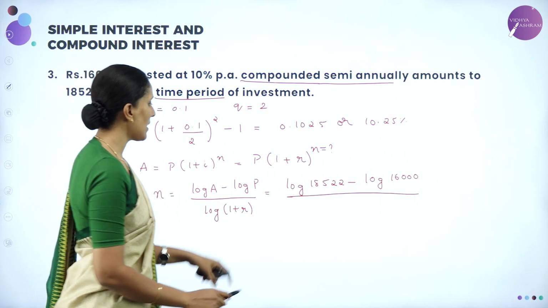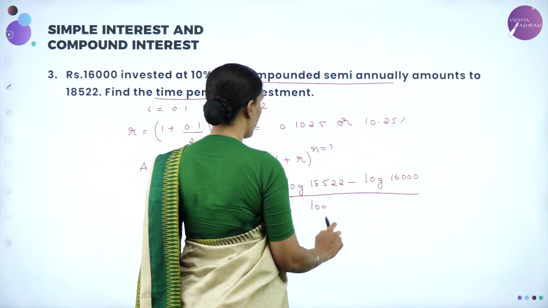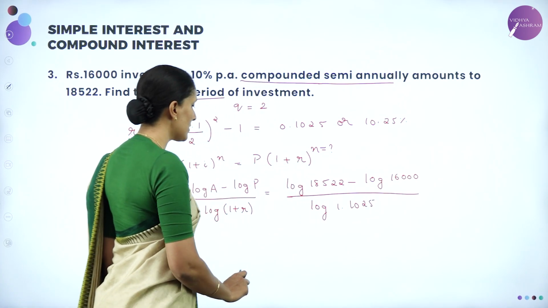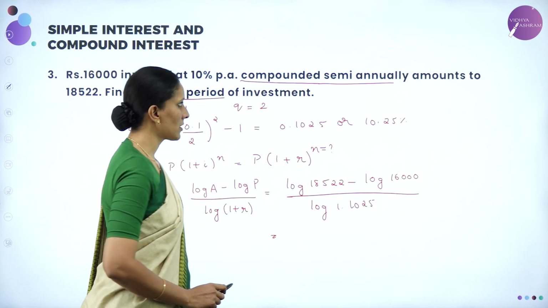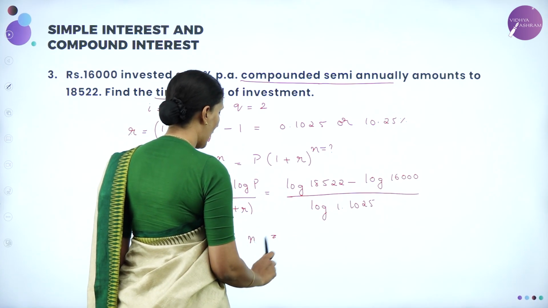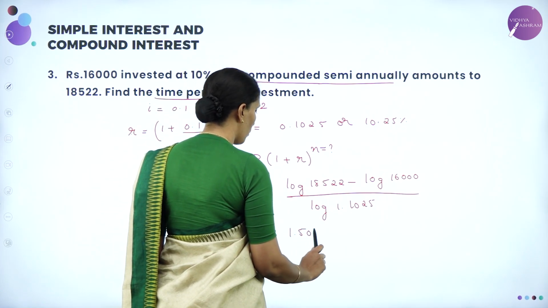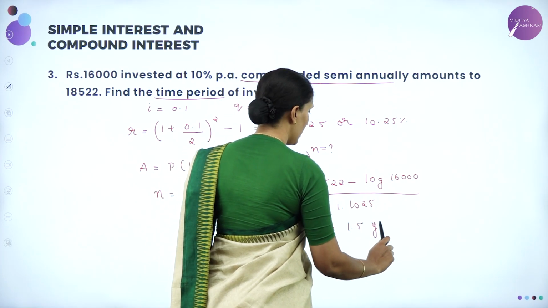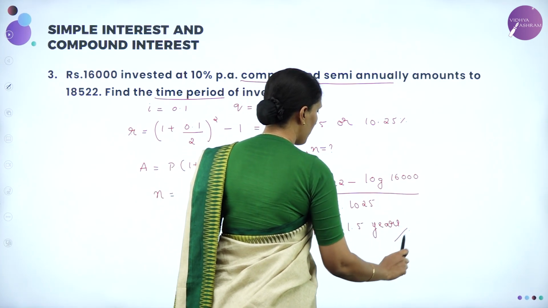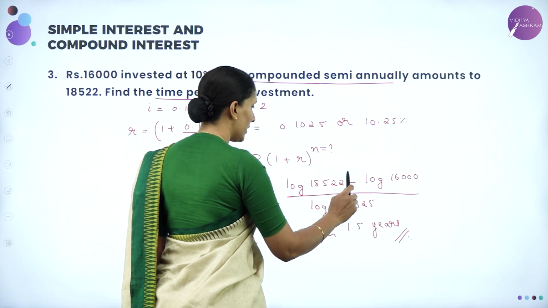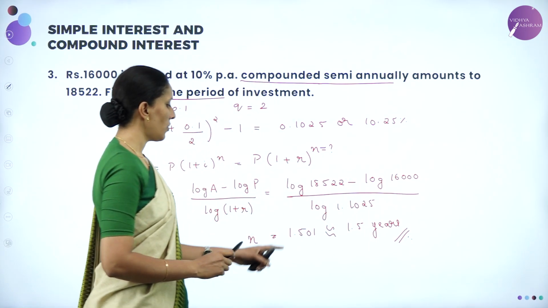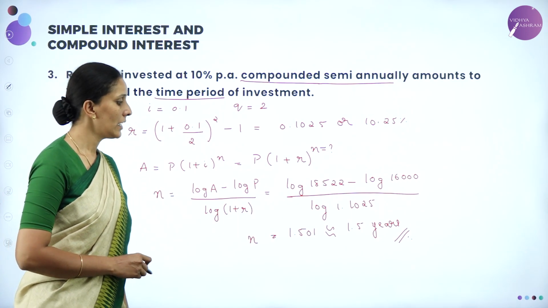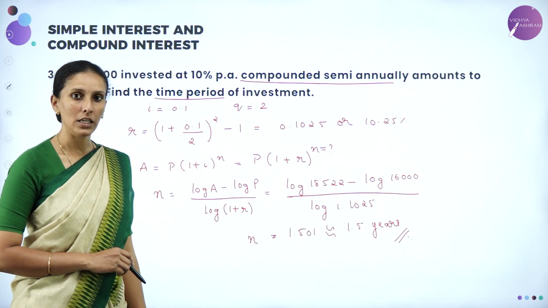So therefore 1 plus R becomes log of 1.1025. So solving this using the logarithmic tables, we will get N value as 1.501, which can be approximately equal to 1.5 years. So using log tables, you need to find the value, their difference and divide by them. So you will get the decimal as 1.501, which can be approximately taken as 1.5 years.